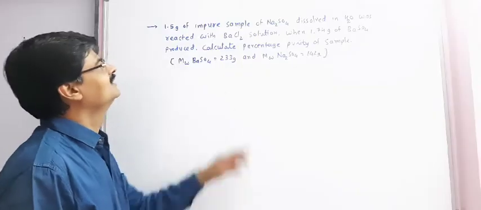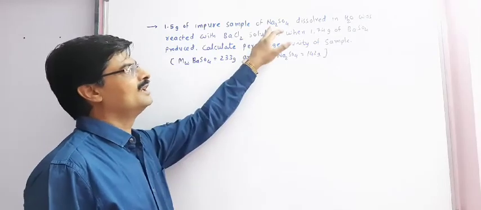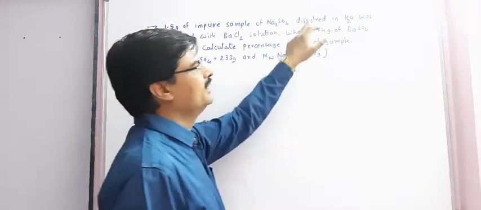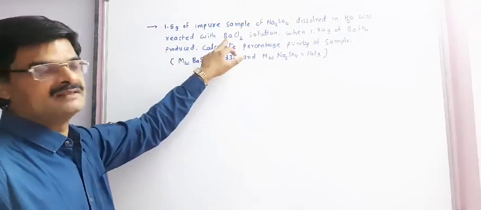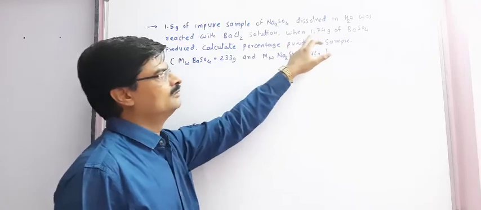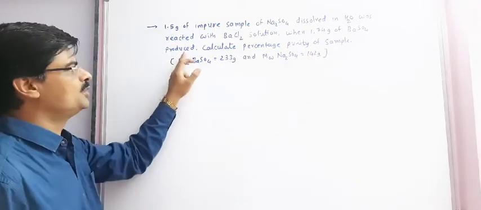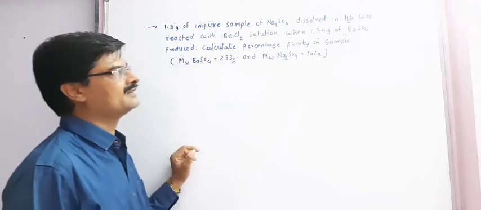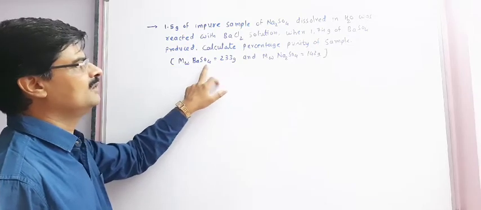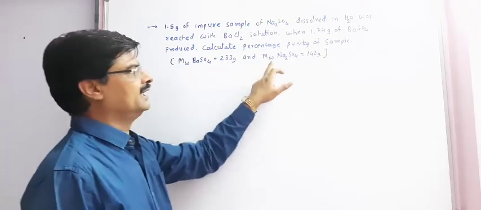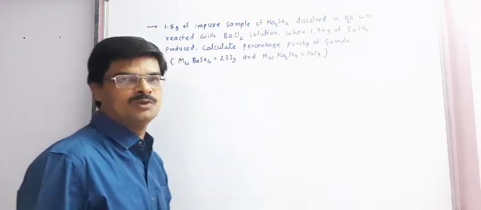In the next sum, 1.5 gram of impure sample of sodium sulfate Na2SO4 was dissolved in water and reacted with barium chloride BaCl2. When 1.74 gram of BaSO4 barium sulfate was produced, we have to calculate the percentage purity of the sample. Molecular mass of barium sulfate is 233 gram and molecular mass of Na2SO4 sodium sulfate is 142 gram.